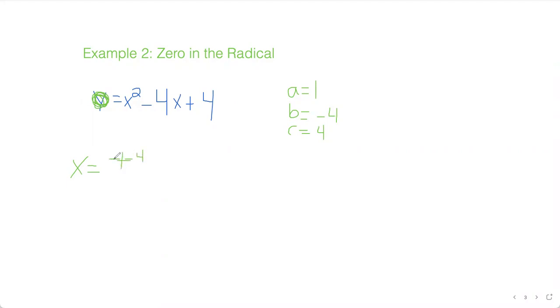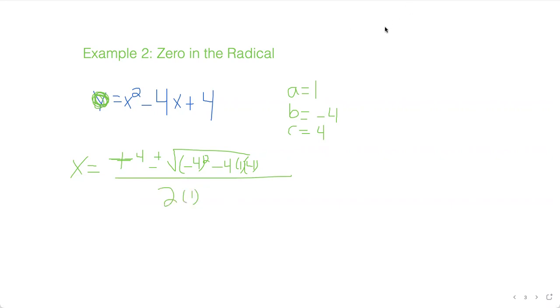Okay, so positive 4 plus or minus square root of b squared, which is -4, put that in parentheses because you want to make sure that you square the negative sign, minus 4 times a times c, so times 1 times 4. So again, negative b plus or minus the square root of b squared minus 4 times a times c all over 2 times a.